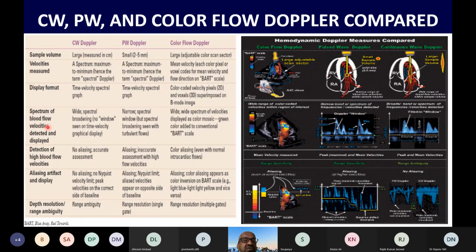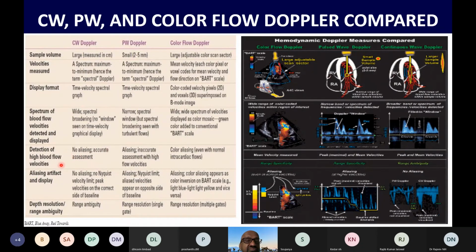Then the velocities measured will be higher in continuous wave Doppler as compared to the pulse wave Doppler. Both of them show the time velocity spectral graph, where you have the time on the horizontal axis and velocity on the vertical axis.